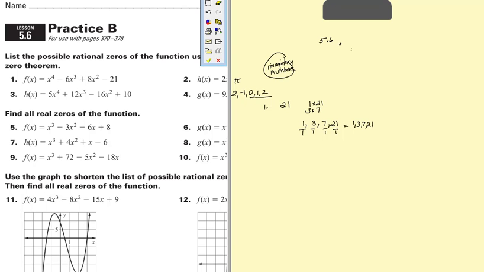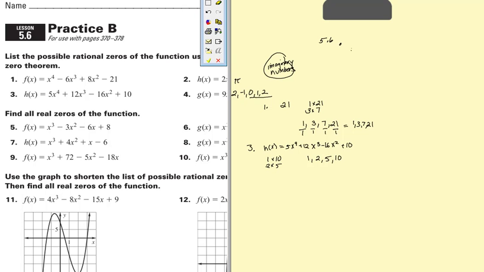Okay, let's look at something slightly harder. Let's do 3. So h of x equals 5x to the 4th power plus 12x to the 3rd power minus 16x squared plus 10. Okay, let's start with our constant again, 10. What are all the factors of 10? 1 times 10 and 2 times 5. So 1, 2, 5, 10.